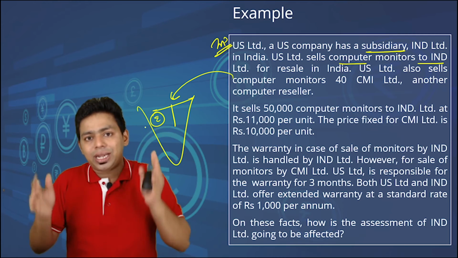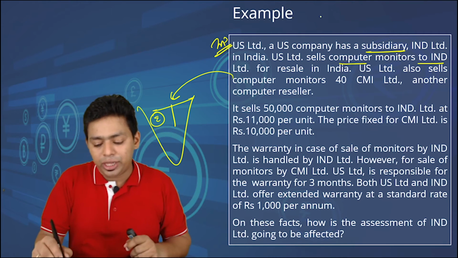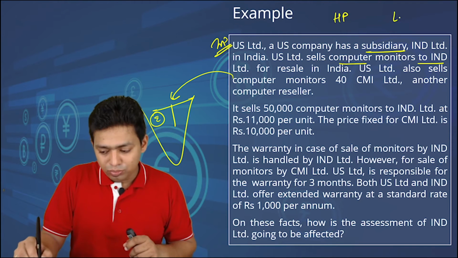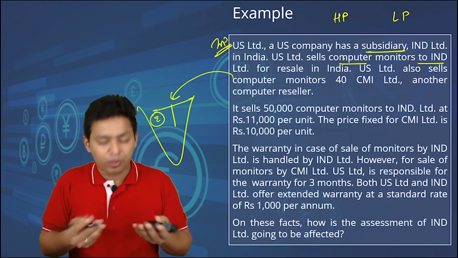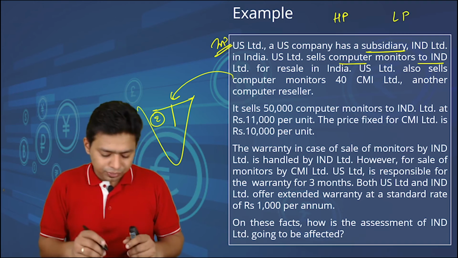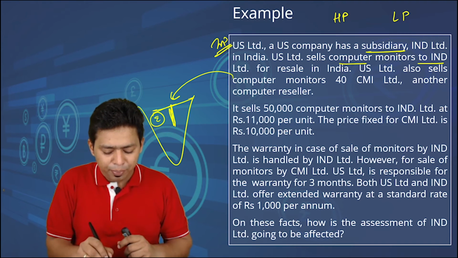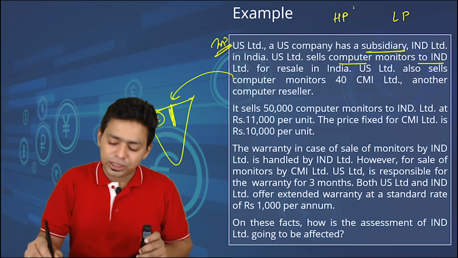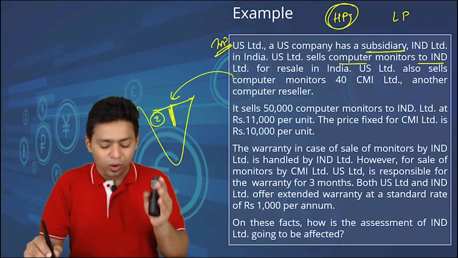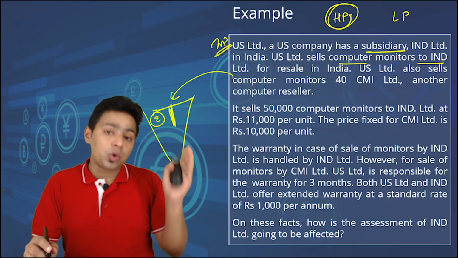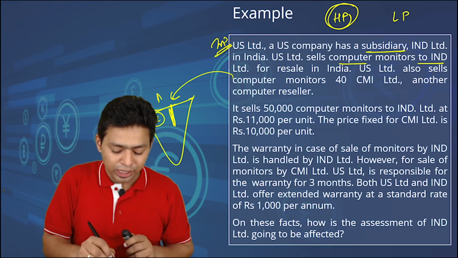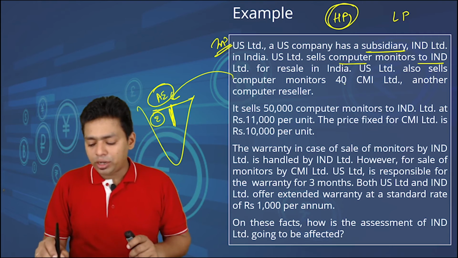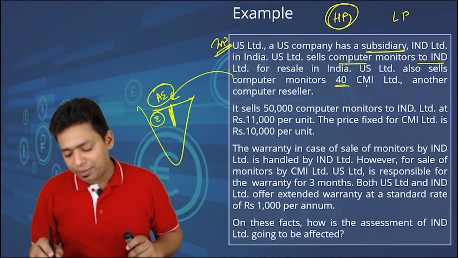If they want to manipulate tax in India, will they try to show a higher purchase price or a lower purchase price? Think about it. If they want to manipulate profit in India, obviously they will show the higher purchase price, because they are doing the transaction on the cost side of the associate enterprise. The Indian entity is the buyer here. And US Limited also sells monitors to CMI Limited.